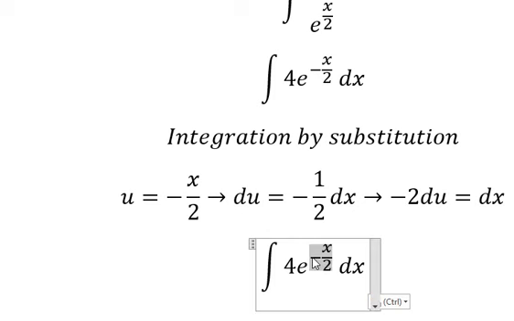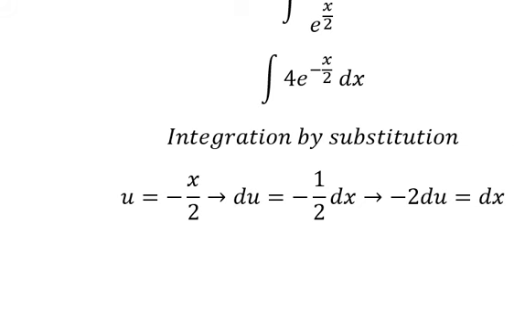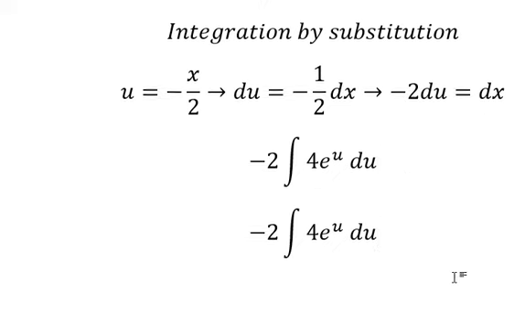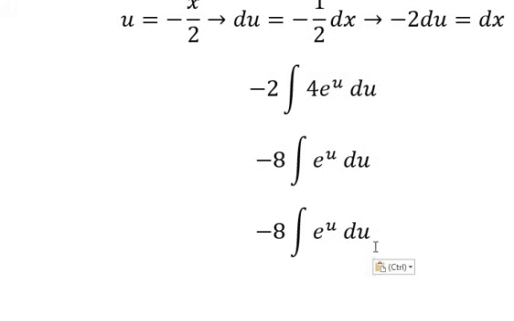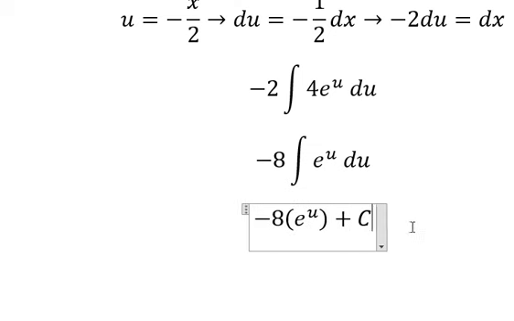This one we change by u. The s we change by this one. So negative 2 with 4, you get negative 8. The integration of e to the power of u du, you get e to the power of u, and we put c in here.